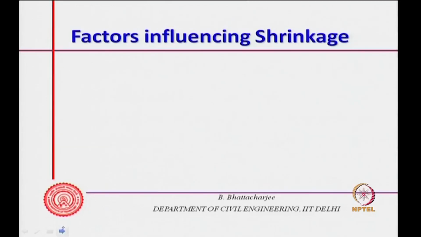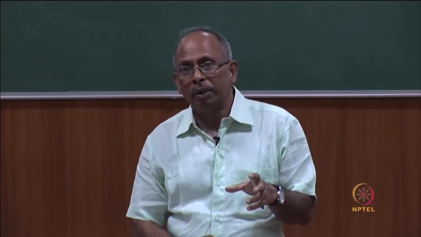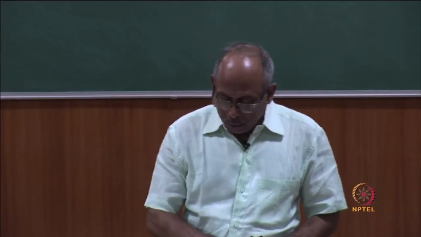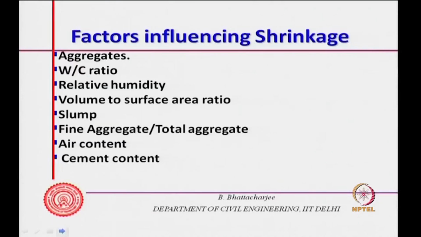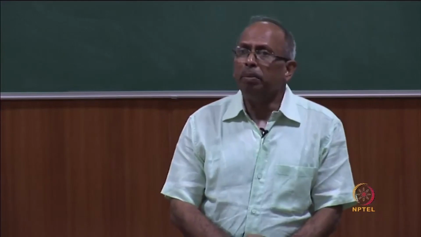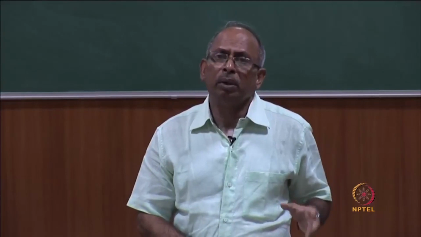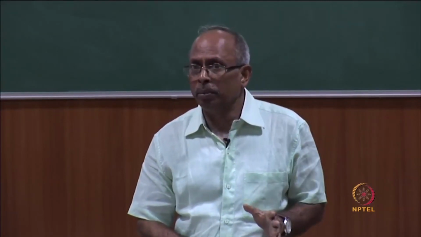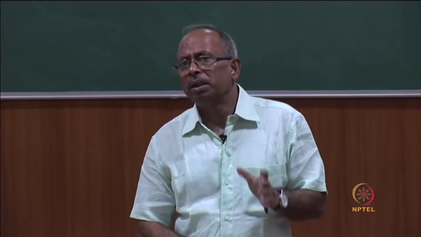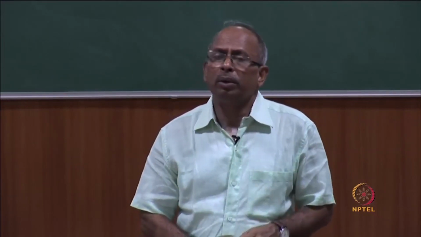So, we have introduced shrinkage: chemical shrinkage, autogenous shrinkage, plastic shrinkage, and then we talked about drying shrinkage and carbonation related shrinkage, right. Next class we will look into factors which affect shrinkage: aggregate, water cement ratio, relative humidity, volume to surface area ratio, slump, fine aggregate, total aggregate, air content and cement content. The amount of shrinkage due to carbonation is relatively less, so we will not discuss much about it. Drying shrinkage really can cause problems, but carbonation shrinkage does not cause serious problems.